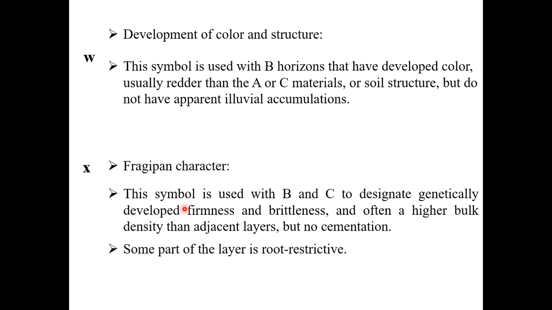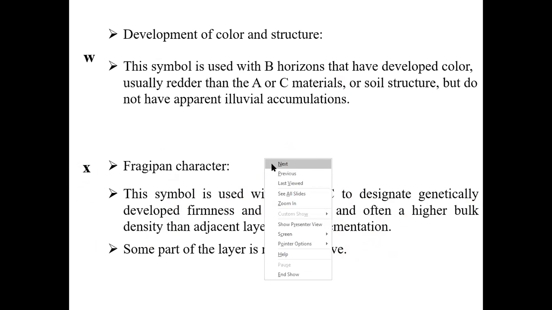So mostly the symbol x is used for fragipan. This is a small subordinate class. Mostly we can see this used for only B and C, and it designates genetically developed firmness or brittleness, of higher bulk density than adjacent layers, but not cemented. Here also it's not cemented. Mostly used for B and C. Some parts of layers are root restrictive. If you have these fragipan conditions, you can also see some root restrictive conditions.